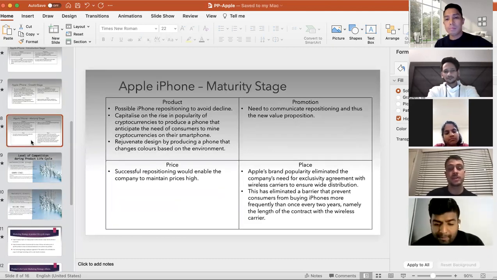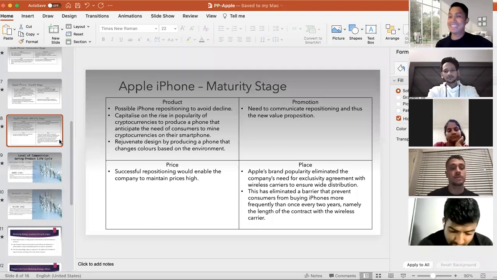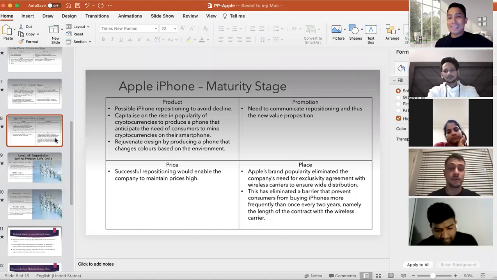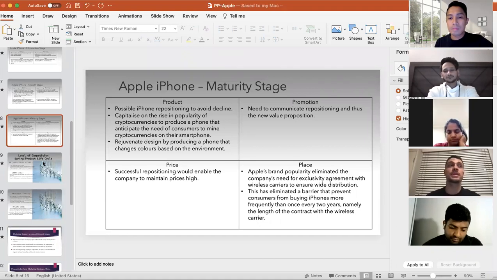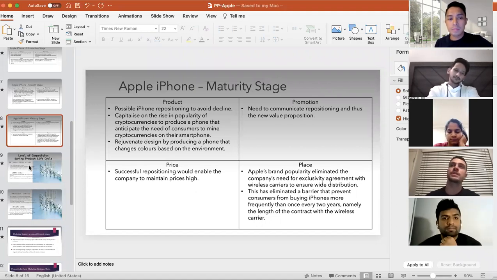Lastly, in the maturity stage, ever since sales peaked in 2015, demand has stagnated, and prices have stayed the same; the unit sales of Apple have been on the same level. So to avoid the decline of the product, they could capitalize on new trends. For example, the rising popularity of cryptocurrency represents an opportunity for Apple to develop a mobile phone that has the ability to mine cryptocurrencies on the smartphone, and thus further position the iPhone as a working device.